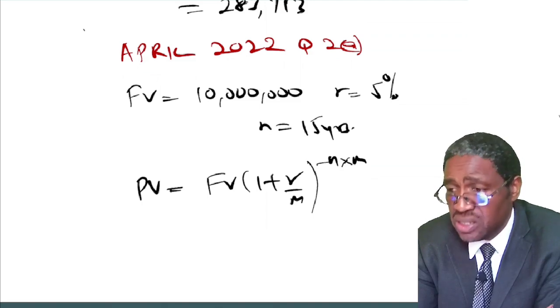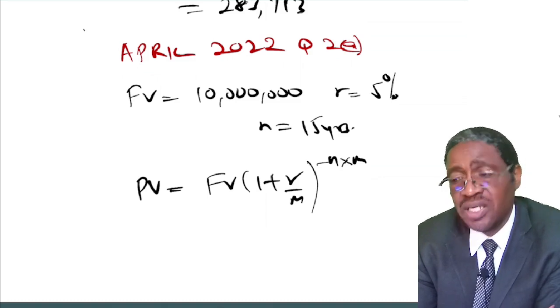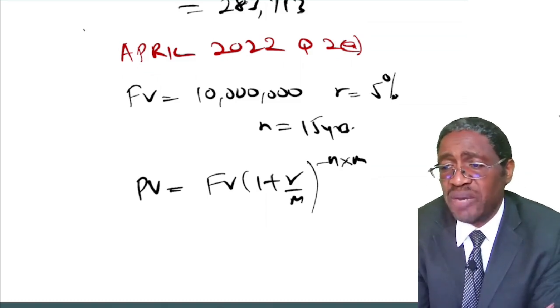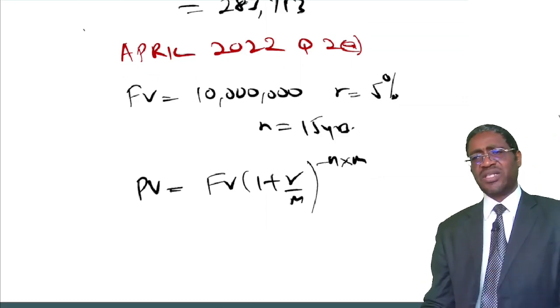Maybe 6 months, what is the rate per 6 months? If it's quarterly, what's the rate per quarter? And so on. So for this question, we are being told they are compounding semi-annually. Good. So let's get the amount now.